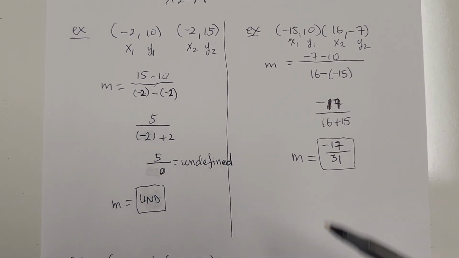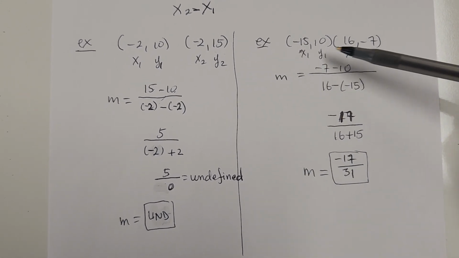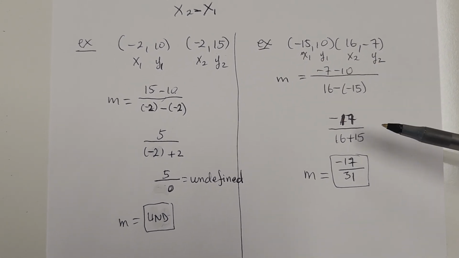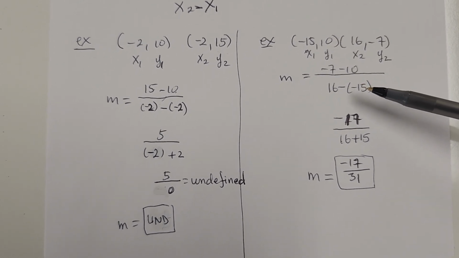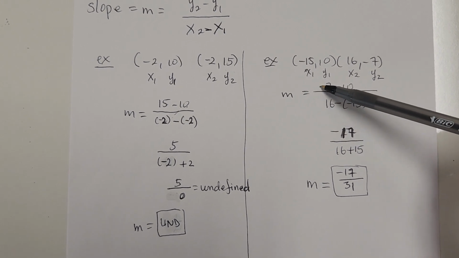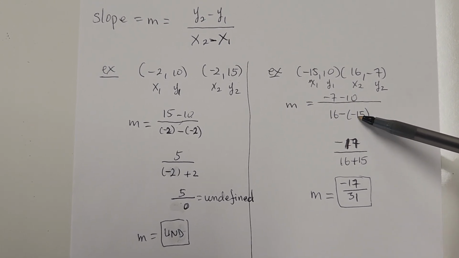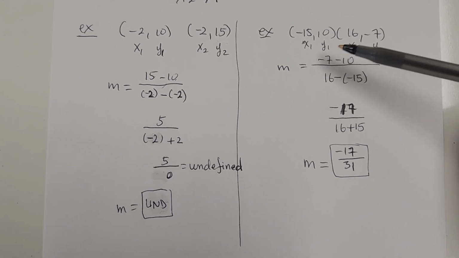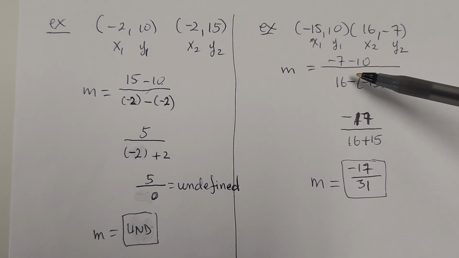Okay, again, this example and the previous example use the same procedures, just different values in different places. So be careful how to plug in the values. Again, this is y2, y1. This is x2, x1. Okay, and then order of operations, so that gives me -17.